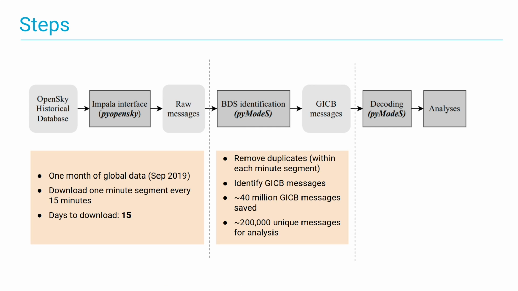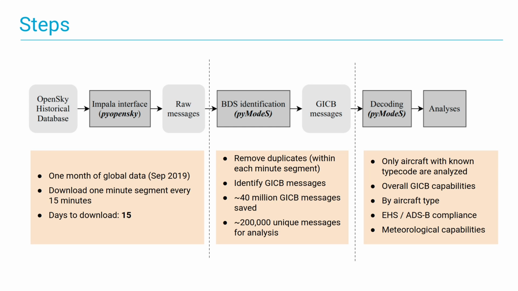Next, we remove the duplicates within each minute segment. We then identify and only save the GICB messages. In total, we have obtained approximately 40 million GICB messages. And out of these 40 million messages, we have about 200,000 unique messages. Finally, only the messages with identifiable aircraft are used for the analysis. The analyses are focused on overall GICB capabilities, capabilities by aircraft type, ADS-B and EHS compliance, and meteorological capabilities.